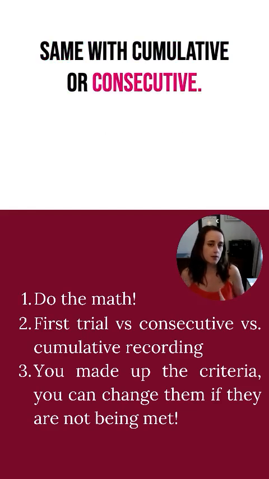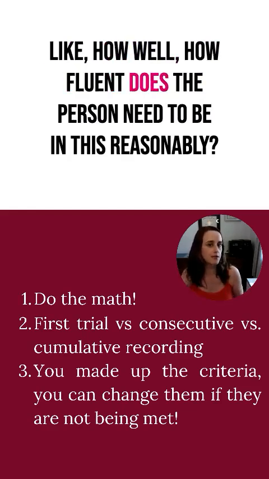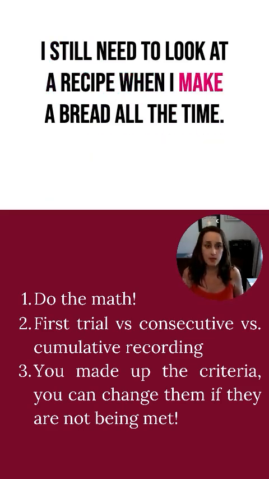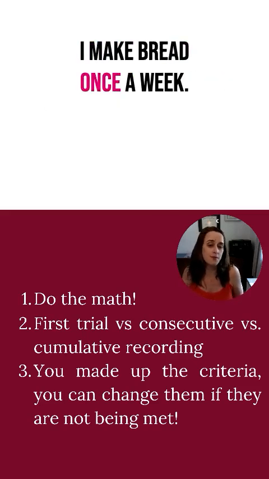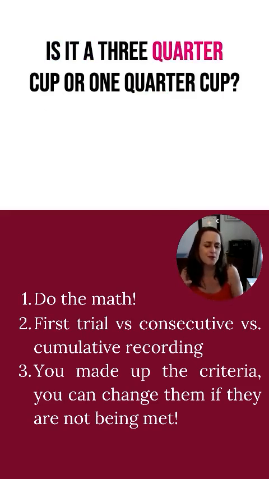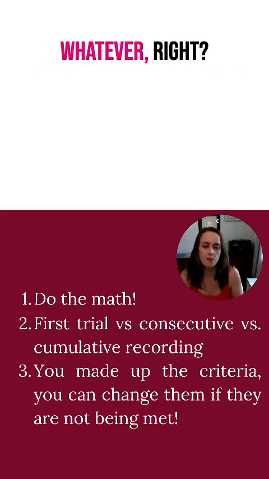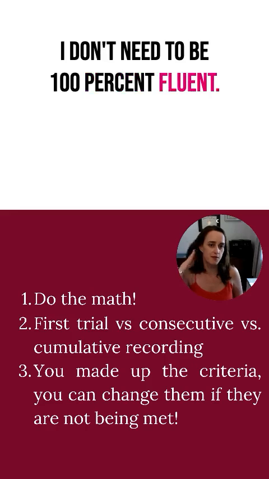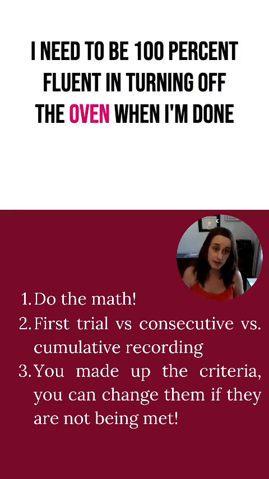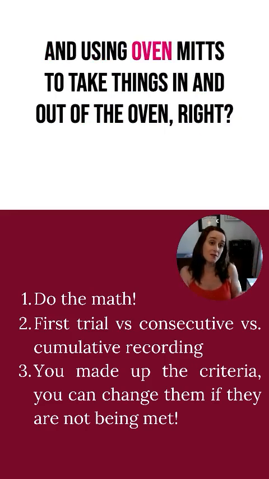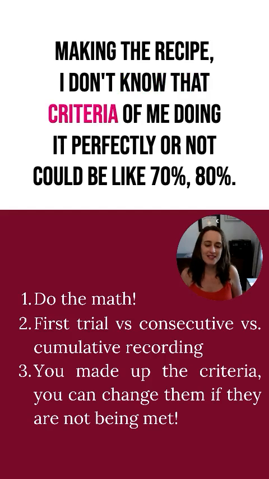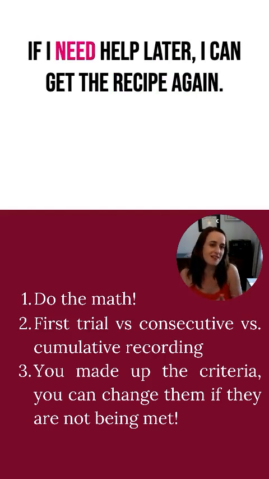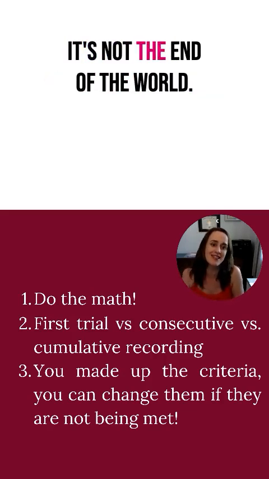Same with cumulative or consecutive. Like how fluent does the person need to be in this reasonably? I still need to look at a recipe when I make bread, and I make bread once a week. I just always forget, is it 3/4 cup or 1/4 cup, whatever, right? I don't need to be 100% fluent. I need to be 100% fluent in turning off the oven when I'm done and using oven mitts to take things in and out of the oven. Making the recipe, that criteria of me doing it perfectly or not could be like 70%, 80%. If I need help later, I can get the recipe again. It's not the end of the world.